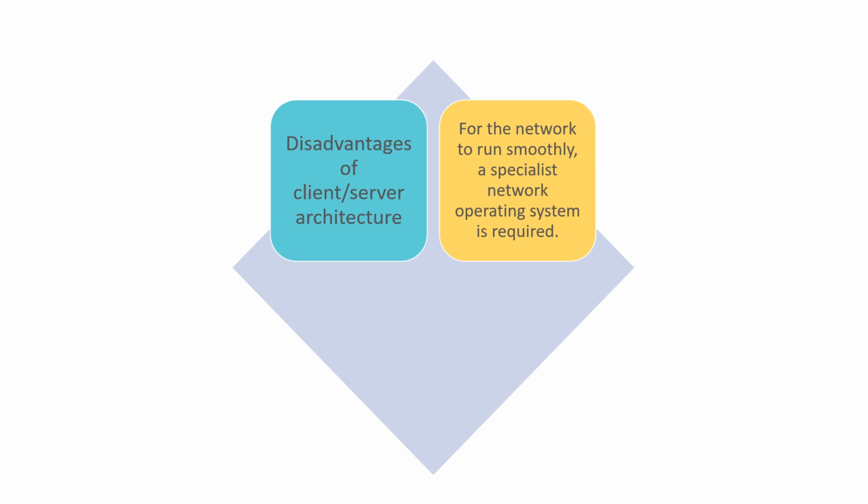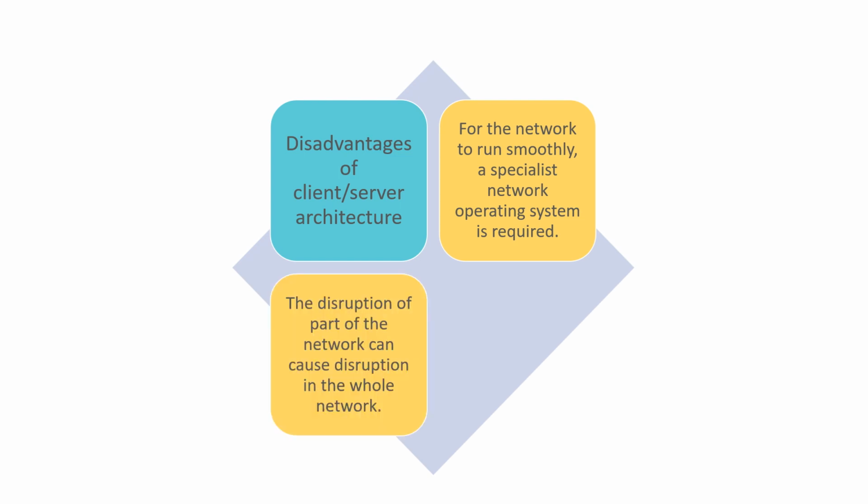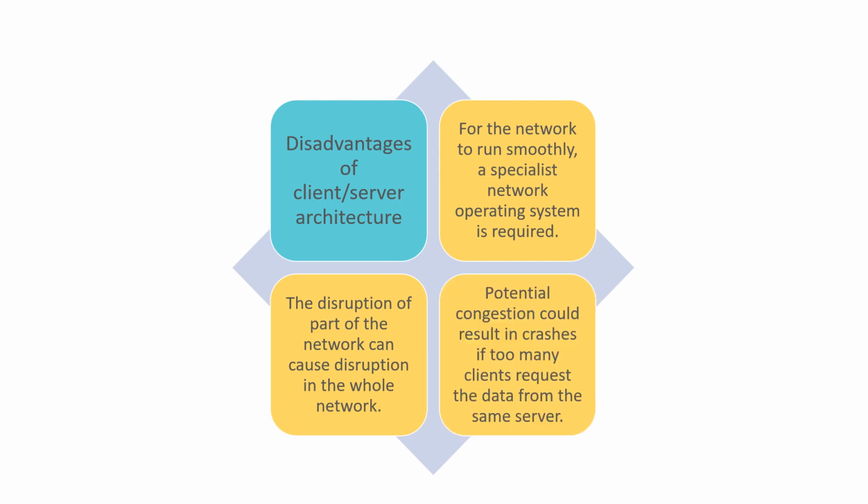And now we can see the disadvantages of this client-server architecture. For the network to run smoothly, a specialist network operating system is required. And the disruption of a part of the network can cause disruption in the whole network, and this also is one of the disadvantages, and the potential congestion could result in crashes if too many clients request the data from the same server. And this is one of the disadvantages of this client-server architecture.